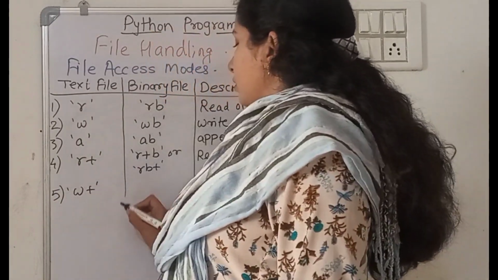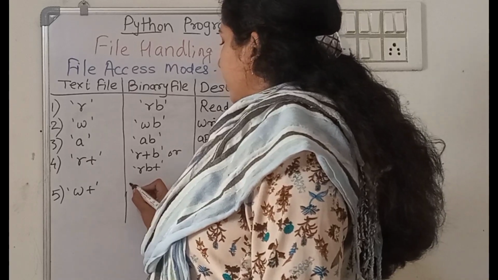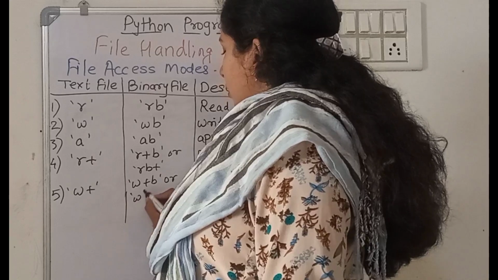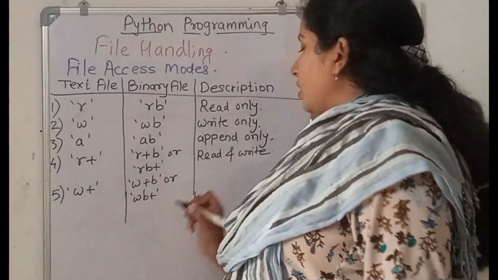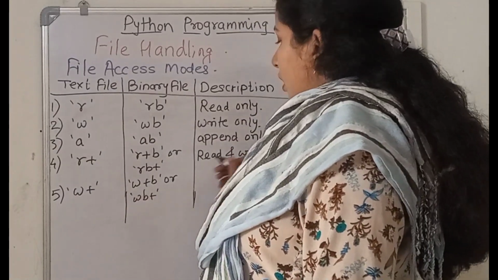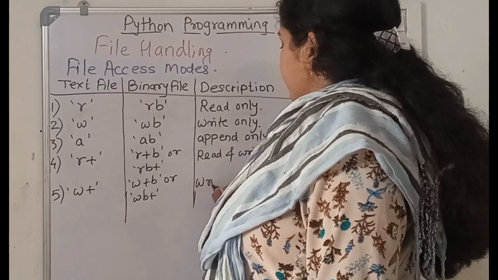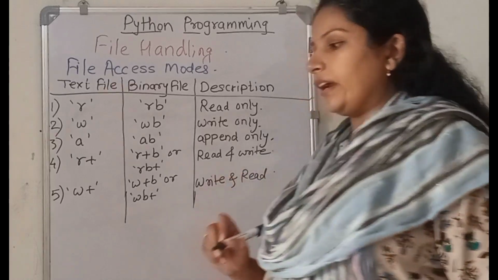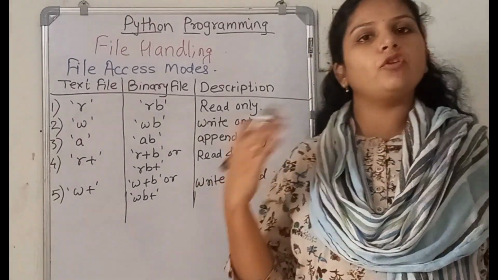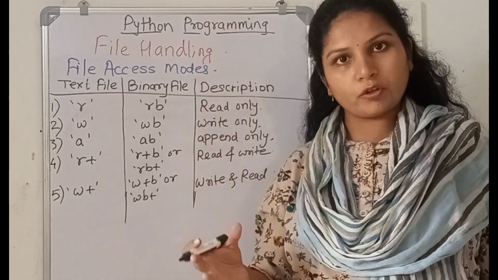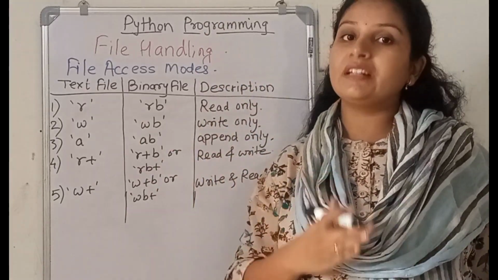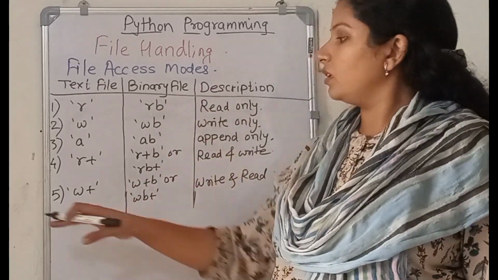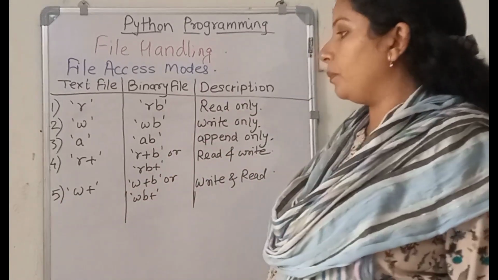Then the fifth is W plus. In binary, W plus B or WB plus. And here again, write and read. That means you can open the file, write the new content to the file, and then read from the file. So when you want both operations to be done, then you go with W plus.